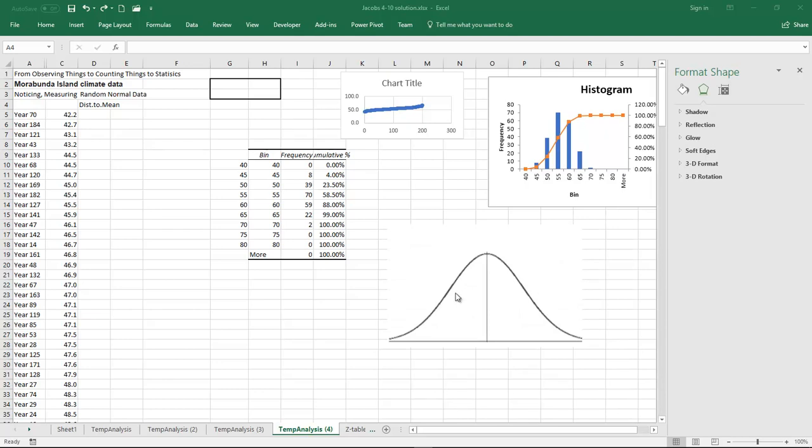So what I've done is I've brought in a representation of perfect data for a normally distributed situation. Okay, so this is a curve. This is absolutely accurate to what a perfect normal distribution envelope looks like.